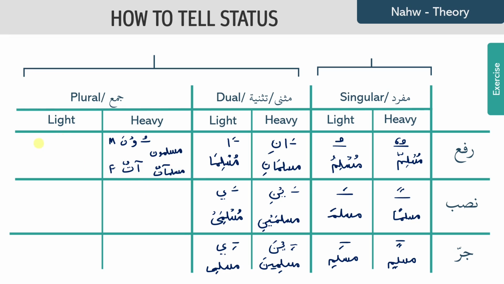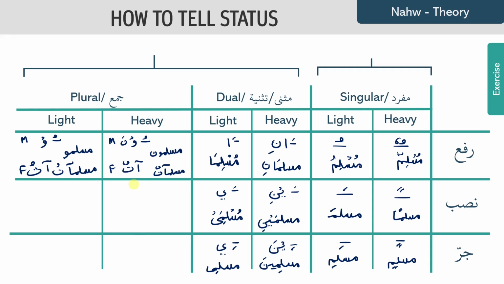And the light version of rafa, plural for masculine, is u. So muslimu. The feminine version is atu. You basically take off the tanween, so it is muslimatu. This word is in halat rafa and it's jam', plural, and it's light. And it's feminine as well because atun is always the ending for the feminine.